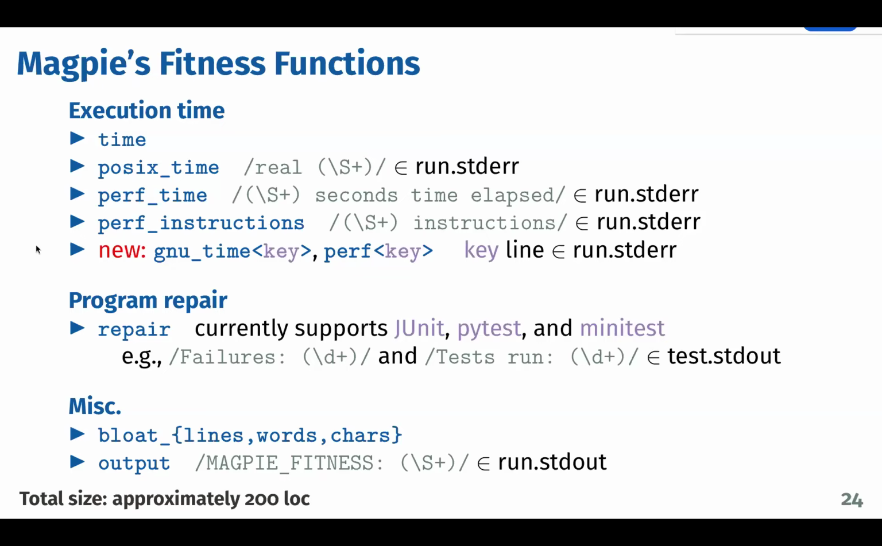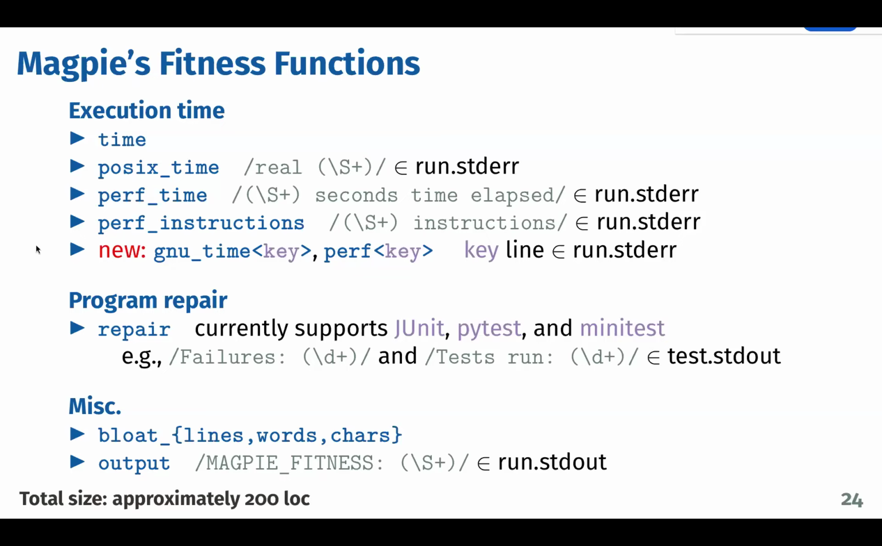Perf is way more precise. And yeah, it will read three points, blah, blah, blah, seconds time elapsed. So Magpie will look at that. Perf instructions: if you have access to hardware counter, then somewhere in the standard error, it will be able to take the right value.